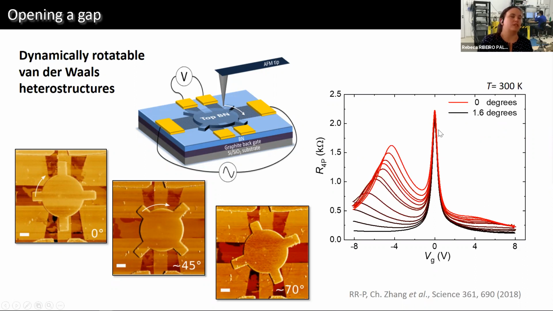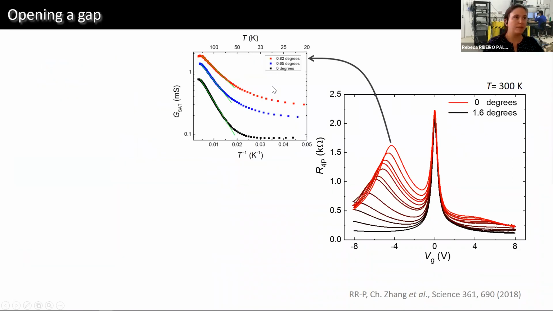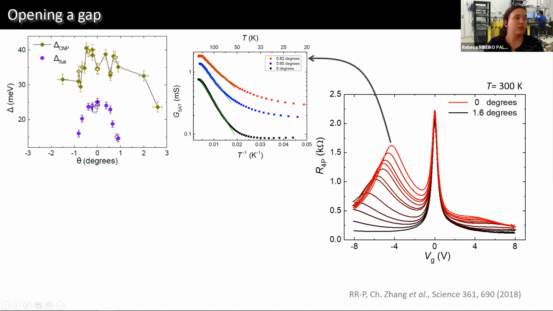Now, since we are measuring electronic transport, we are also able to extract the energy gap. For example, in this case, I'm showing you the thermal activation curves for the satellite peak from room temperature to 1.5 K. We did this for the satellite peak and the charge neutrality point, and for as many angles as we could. What we observe is a satellite peak that behaves in a fashion that we can explain very well. It means that as you go away from the line position, this gap closes.